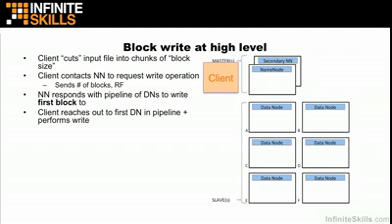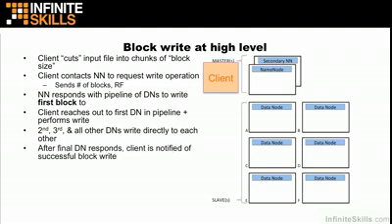No actual data transfer ever flows through the name node. The second and third data nodes all then write data directly to each other. The client only contacts the first data node in the pipeline. After the last data node in the pipeline responds, the client is notified of a successful block write.